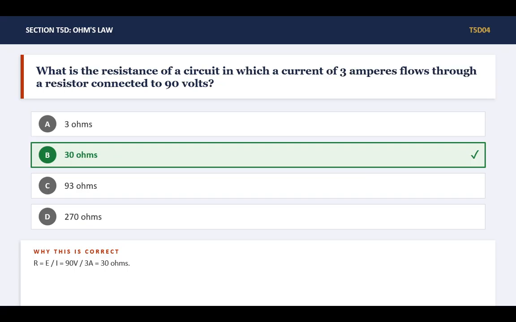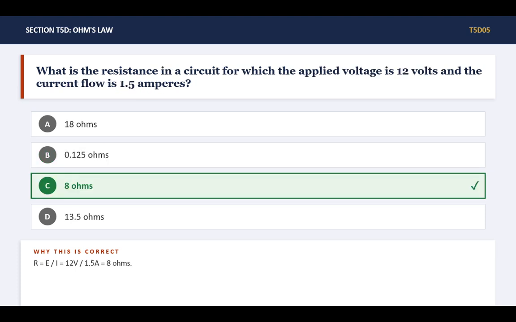What is the resistance of a circuit in which a current of 3 amperes flows through a resistor connected to 90 volts? B, 30 ohms. So R equals E divided by I equals 90 volts, divided by 3 amps equals 30 ohms. What is the resistance in a circuit for which the applied voltage is 12 volts and the current flow is 1.5 amperes? C, 8 ohms. R equals E divided by I equals 12 volts, divided by 1.5 amps, which equals 8 ohms.